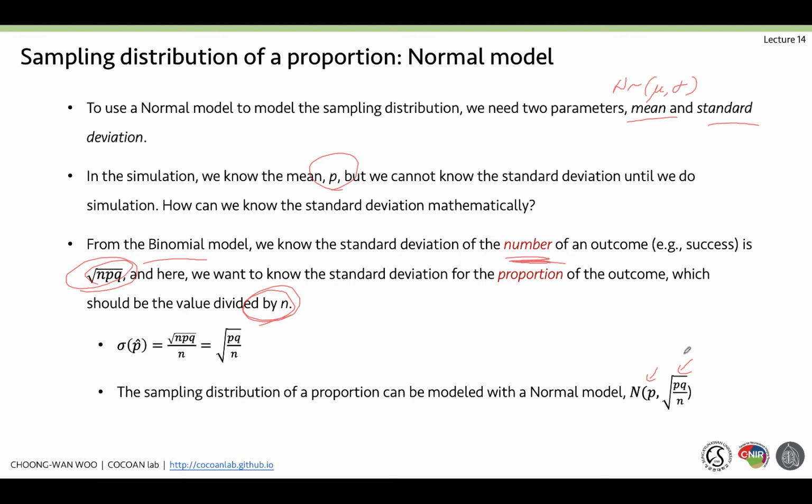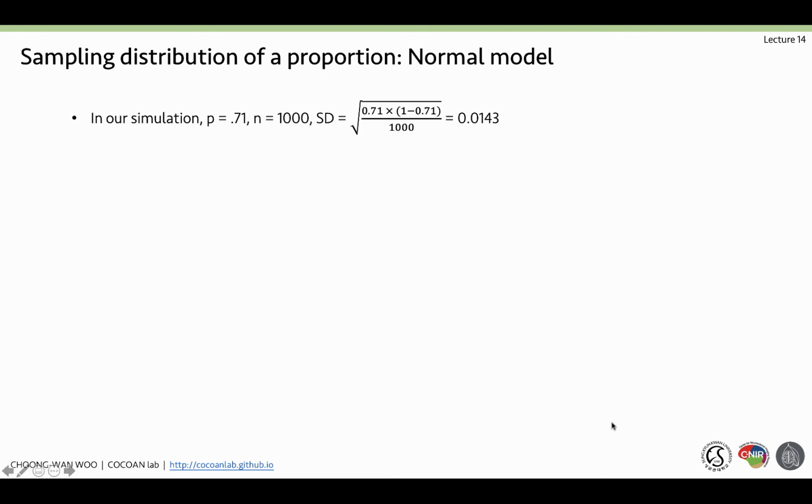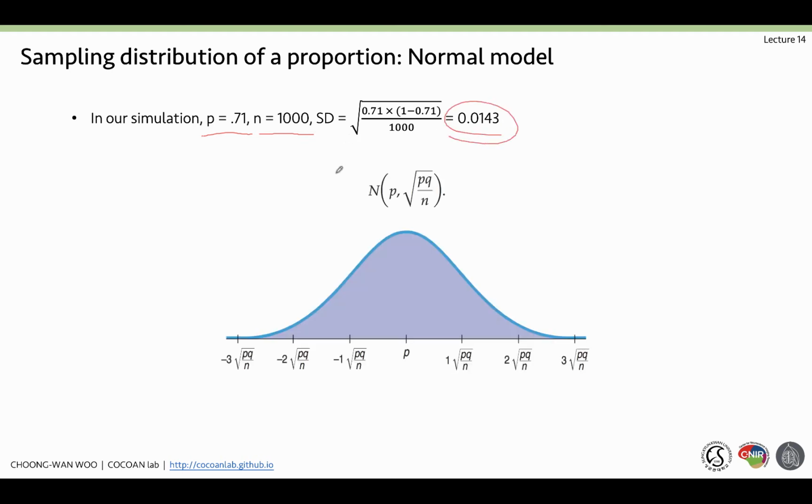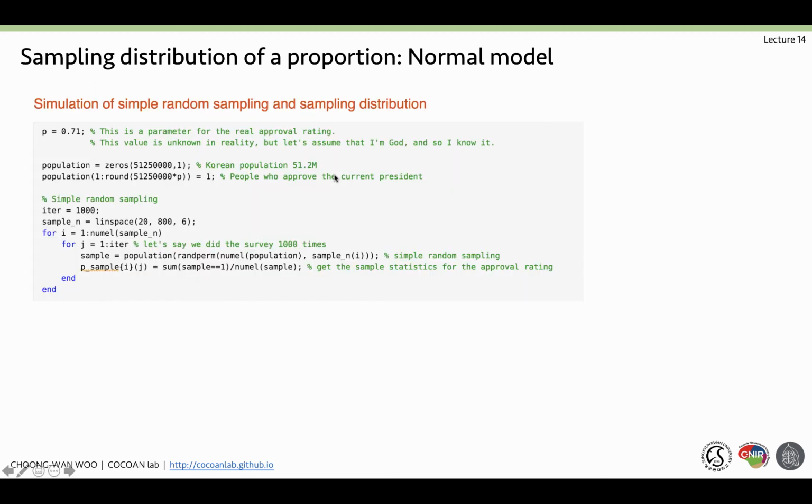I will show you how this is correct using the simulation. In our simulation, we set up the population parameter as 0.71 and the number of samples was 1,000. According to the normal model, because it was pq over n, the calculated number from the normal model was 0.0143. This is just a graphical view, and this is a simulation. Given that we are doing the simulation, we can calculate the standard deviation empirically using the data we got.